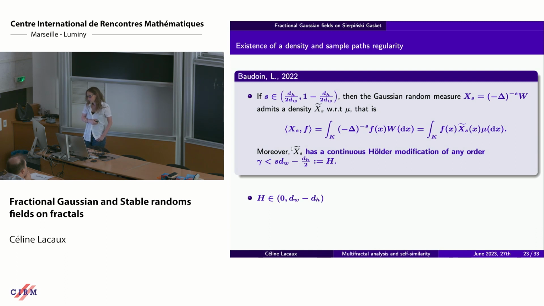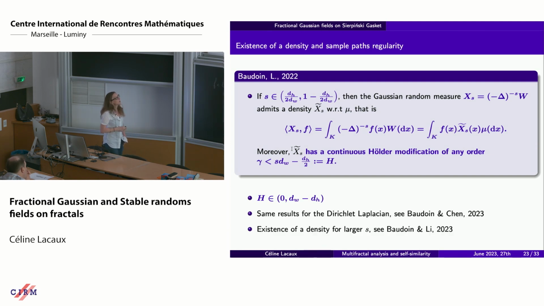Okay, so you can ask what happens if s is less than this bound? What happens if s is bigger than this bound? If s is less than this bound, in fact, there is no density. Since there is no density, I cannot study the sample path smoothness, so I'm not interested in it for this paper. If s is bigger than this, we didn't do it in our paper, but in fact, there is also some work of Fabrice and Chen.